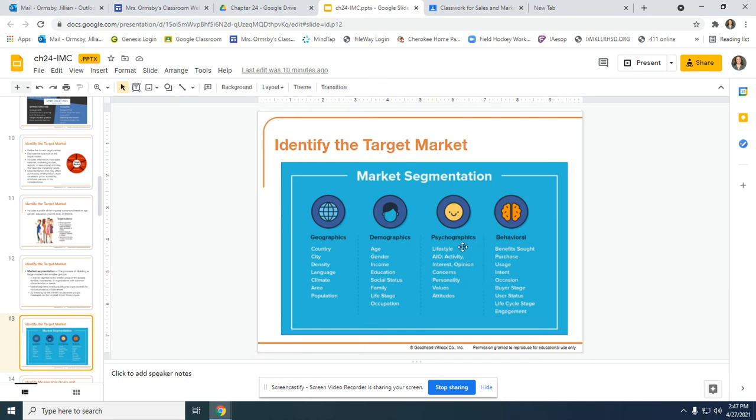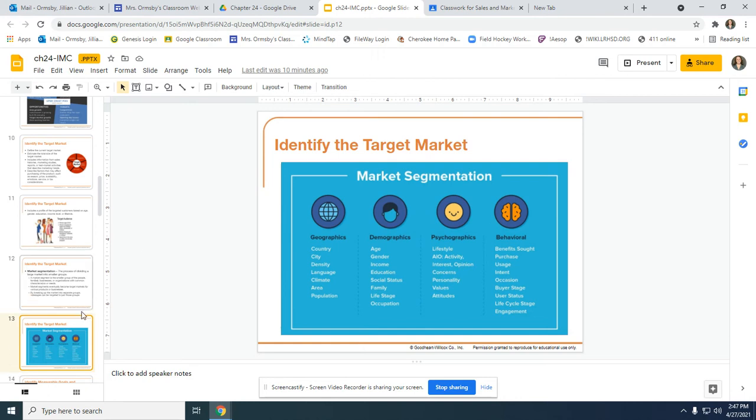Psychographics are going to be lifestyles, your activities, interests, and opinions, your concerns, your personality, your values, and your attitudes. And behaviors would be benefits sought, your purchases, usage, intent, occasion, the buyer stage, which we talked about when we learned about products, user status, life cycle stage, engagement. These are all very important things that we need to be aware of for who we're specifically targeting.